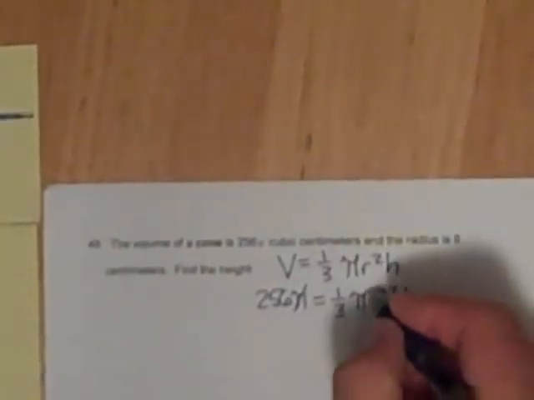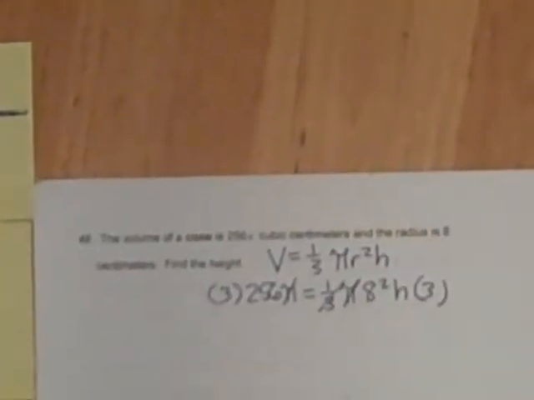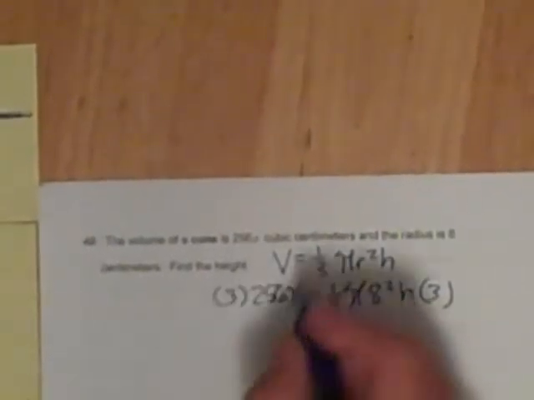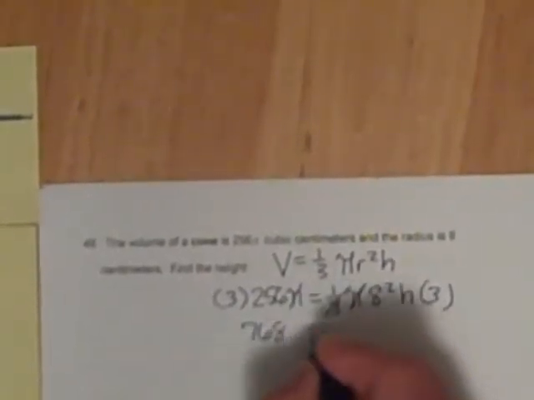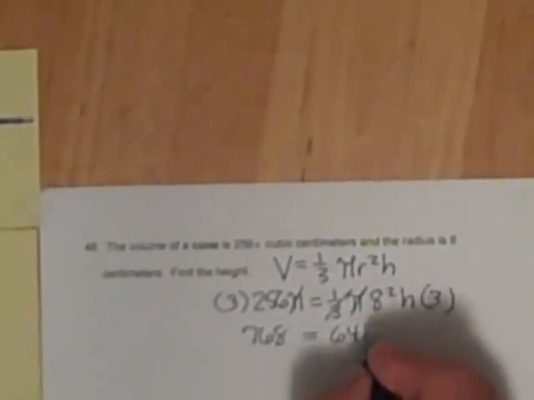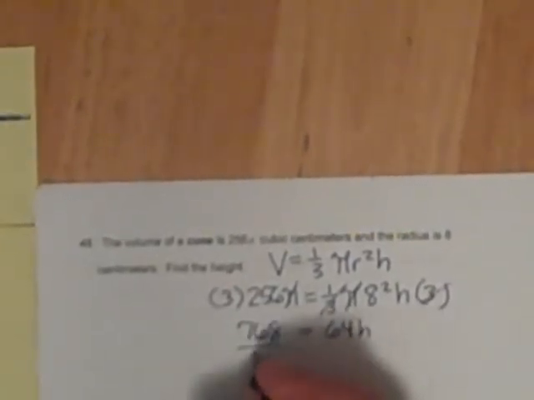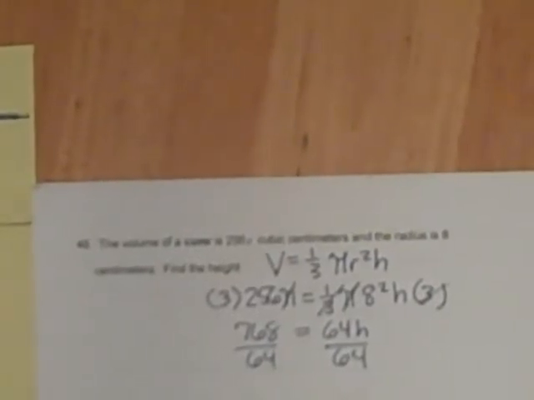First thing I want to do, let's cancel out the pi's. Let's get rid of this fraction. We're going to multiply both sides by 3. That'll cancel that one out. So 256 times 3 is 768 equals 64h. Divide both sides by 64. 768 divided by 64 equals 12. So 12 equals the height.